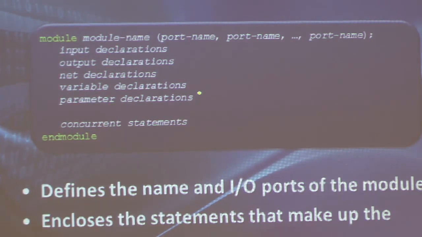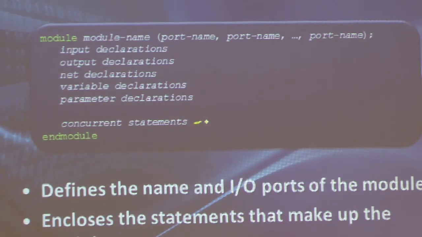And then the bulk of the code will be the concurrent statements. So as you can see, it said statements. You can have one or more. And this is where the majority of the code goes. So everything, the bulk of the code that you see there, these are the concurrent statements. And again, I will expand more about each one of those lines here.